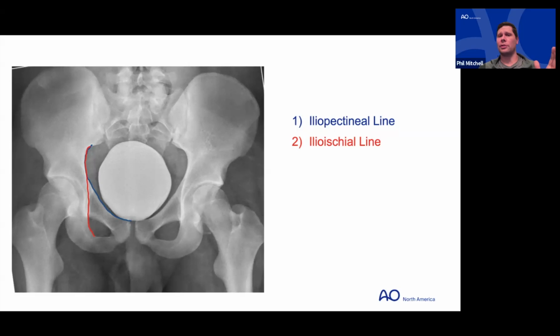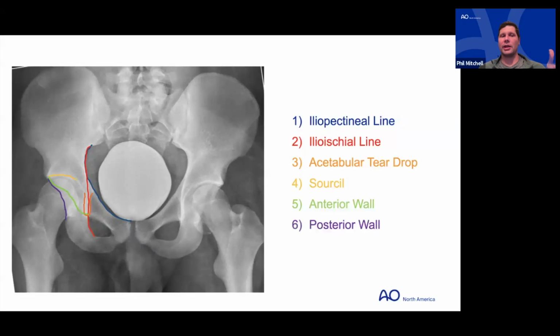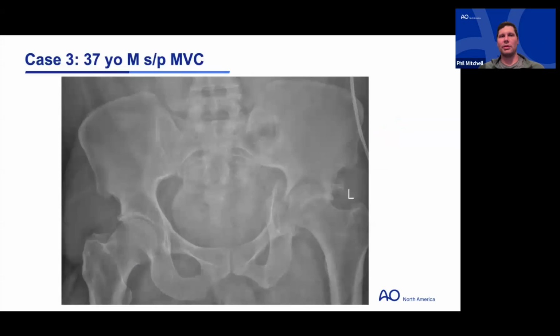Ilioischial line for your posterior column, your teardrop, your sourcil or the roof of your acetabulum, the anterior wall shown on the X-ray, and the posterior wall. So you can see a lot on a plain film. And for those students who are starting to look at plain films and starting to see some of these lines, seeing a lot of normal is going to be really helpful.